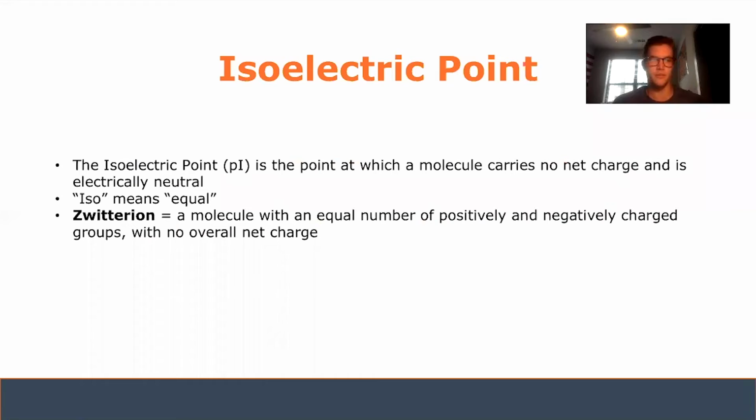Okay, so isoelectric point. In the last video, we went over amino acids. This time, I'm going to go over the isoelectric point, which is the point at which a molecule carries no net charge and is electrically neutral. ISO is basically a fancy word for equal, so that's a good way to remember it if you're a little bit confused. And a Zwitterion, which will become important in a minute, is a molecule with an equal number of positively and negatively charged groups, but has no overall net charge.